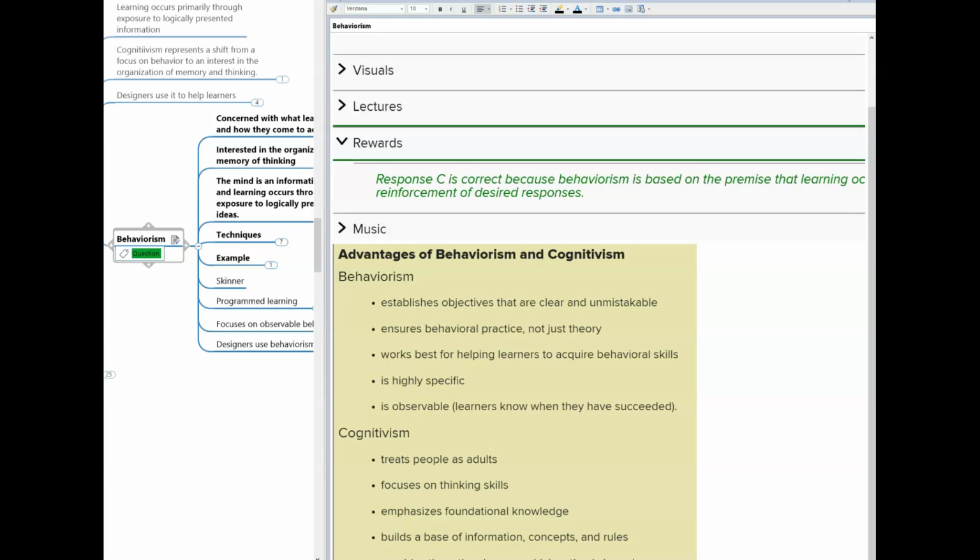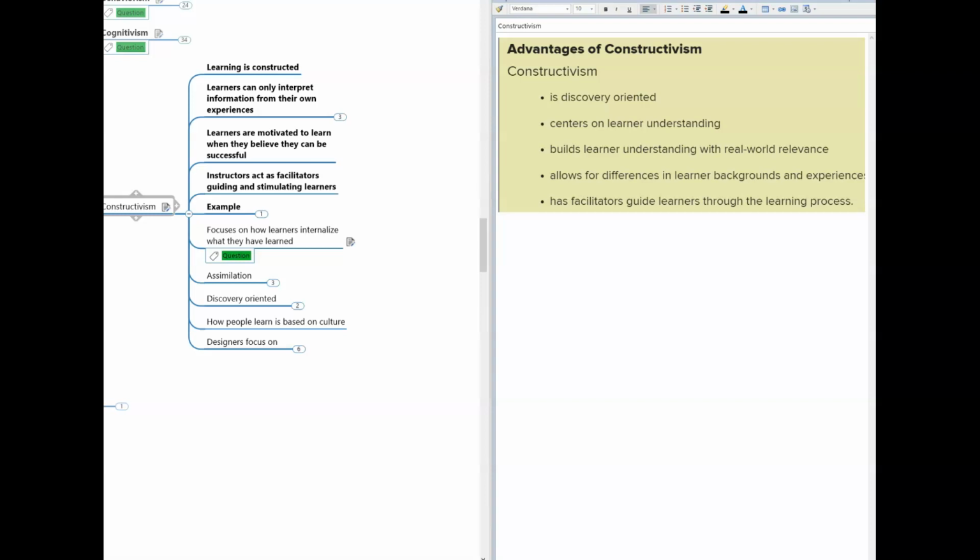In cognitivism, the advantages are it treats people as adults, focuses on thinking skills, emphasizes foundational knowledge, builds a base for information, concepts, and rules, and provides the rationale upon which action is based. Finally, my favorite, which is constructivism.